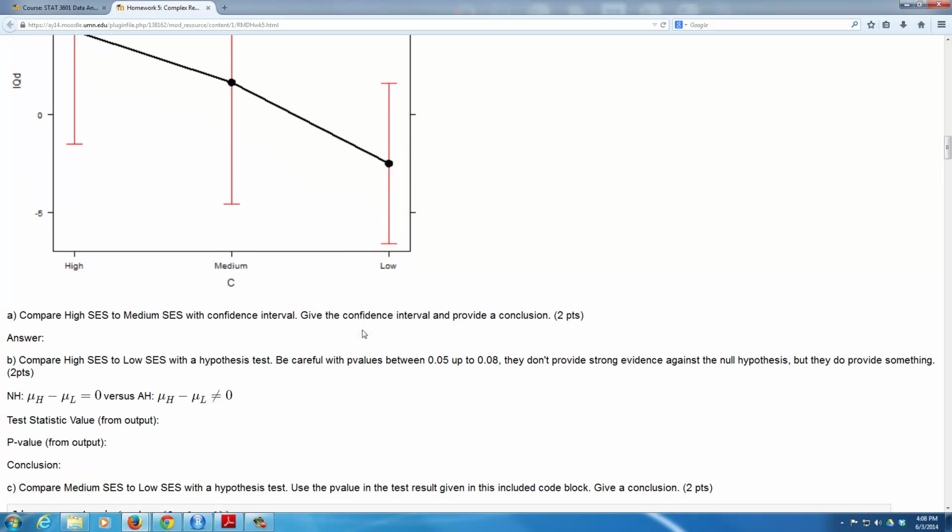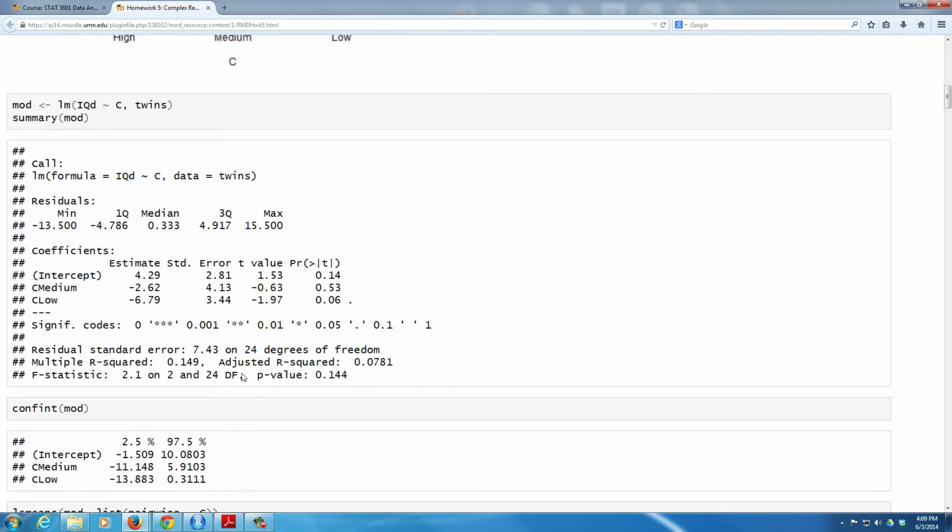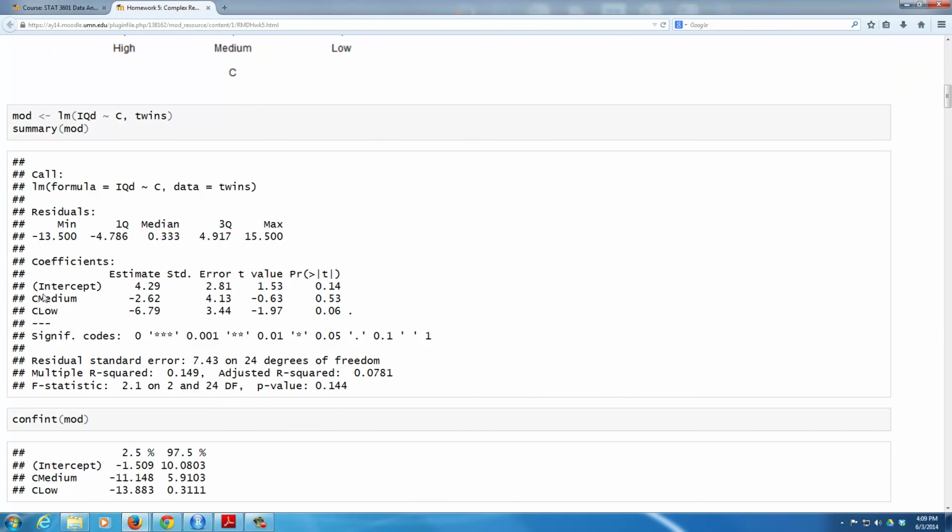And now we get to our first question. Compare high social status to medium social status with a confidence interval. Give a confidence interval and make a conclusion based on this for 2 points. You got to remember, in our model and in our model output, what controls the difference between high and medium social status? And I'll remind you that back in our model output, this coefficient is controlling the comparison between medium and high.